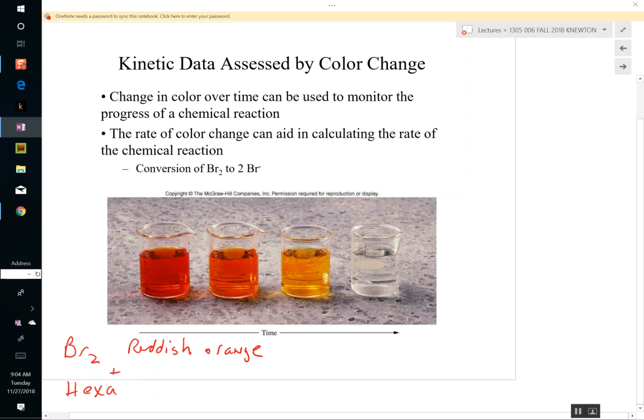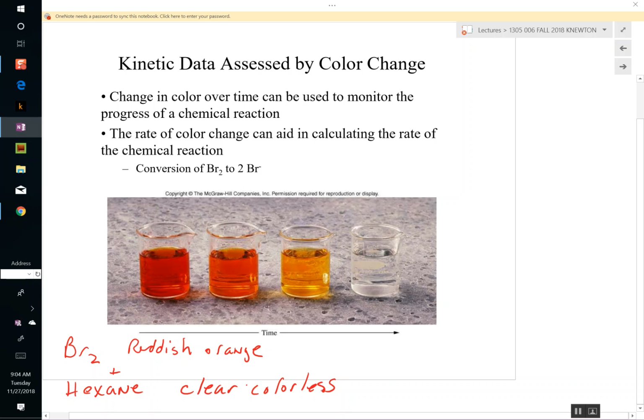Hexane is clear, colorless. All right? It's colorless. So you put some bromine into hexane and it turns it reddish orange. And you watch it for a while and it starts getting lighter and lighter until finally the bromine reacts with the hexane and the color disappears.